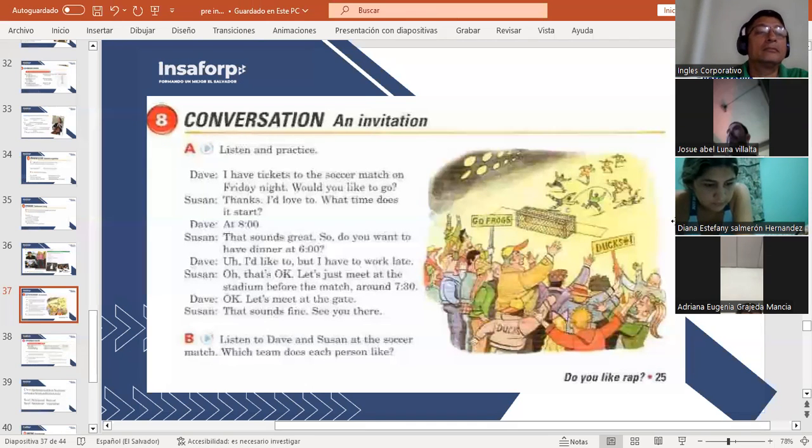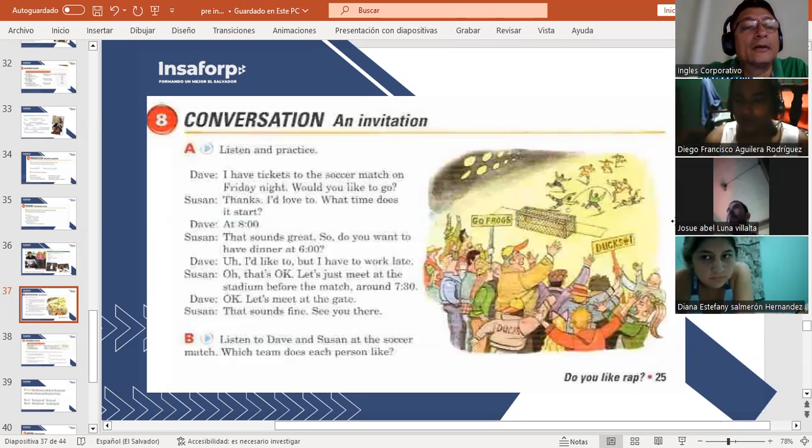Pronunciation or meaning of the words? No, everything is okay? No questions? Gate is entrada, ¿verdad? Yeah. O portón. Un portón, o sea, una entrada. Thank you. Welcome.